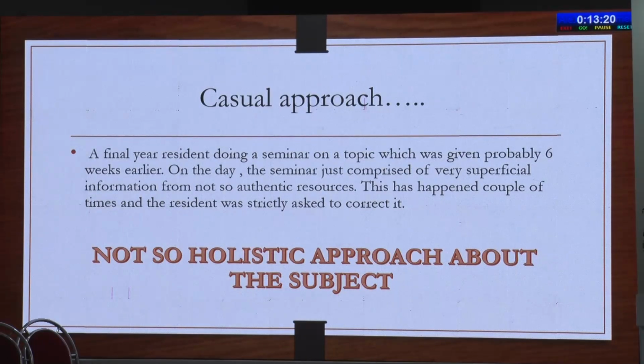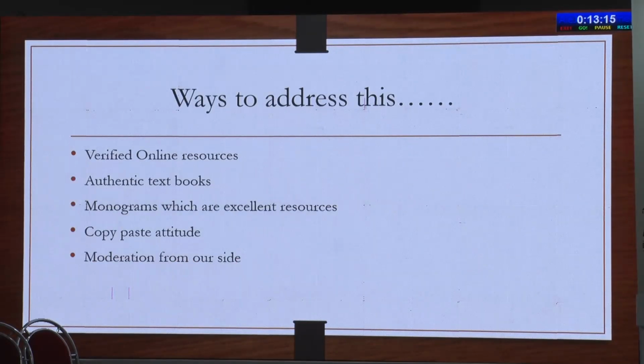One thing could be that we provide them some verified online resources, like some known websites from which they could take the information, and also authentic textbooks and monographs, which are excellent resources. I think in Survey of Ophthalmology, there were a lot of monographs and review articles which explained a particular subject in detail, not only looking at the topic but including applied aspects and basic physiology, pathology, pharmacology, as well as advances.